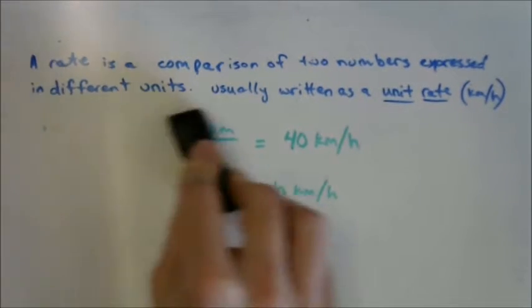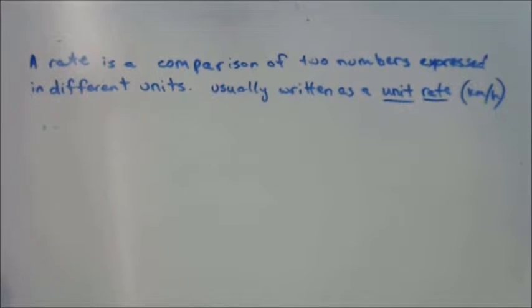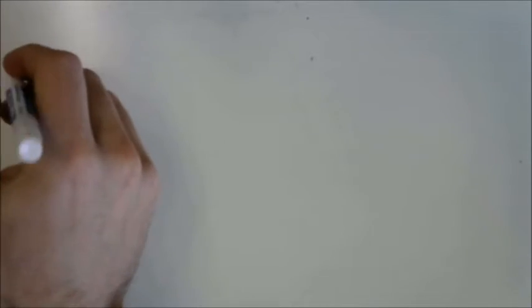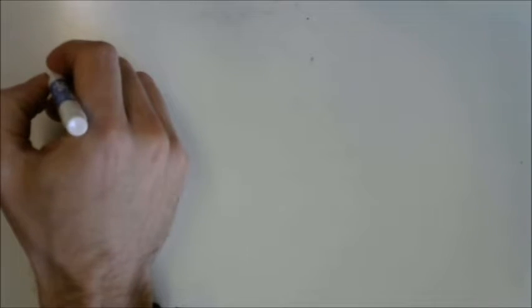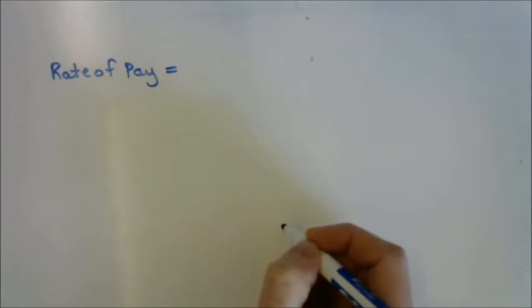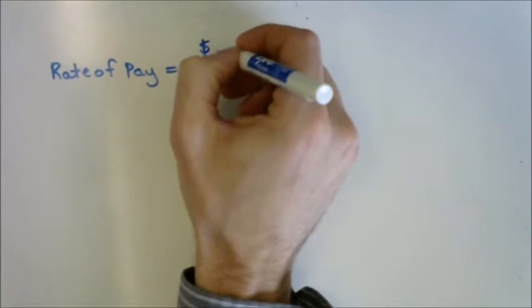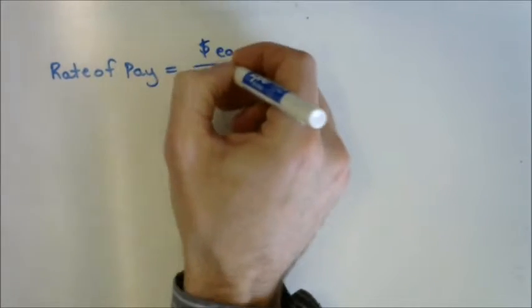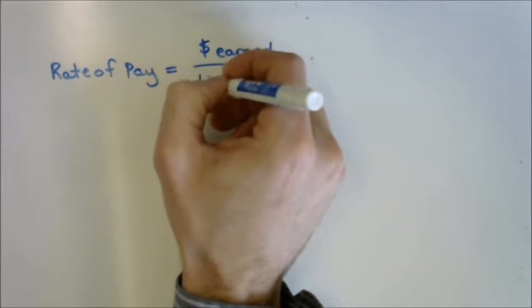Okay, moving on to example one. Tanya earns $43.50 for working 6 hours at the supermarket checkout. What is her rate of pay? You just do 43.50 divided by 6. Good. So before you do that, we're going to write just a little note. So we're looking for her rate of pay, and that's going to be equal to the money earned divided by the time worked.